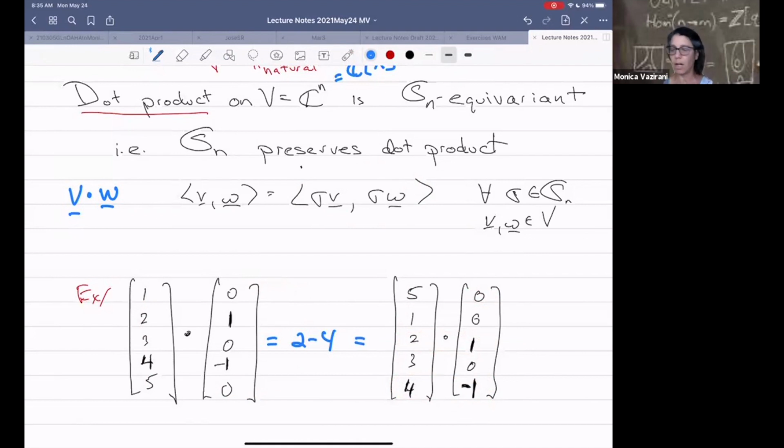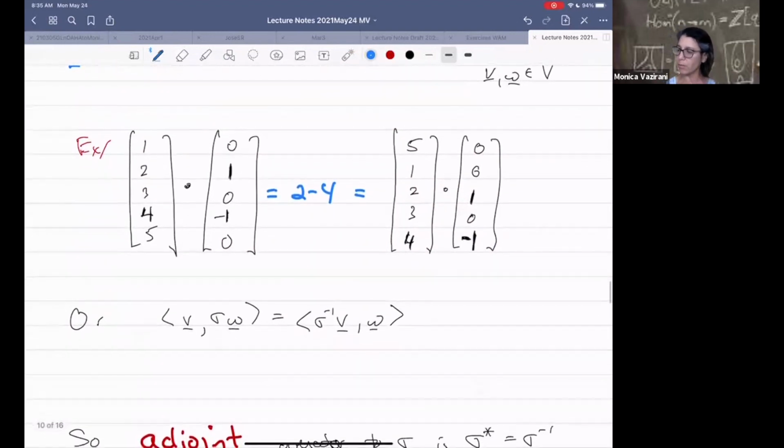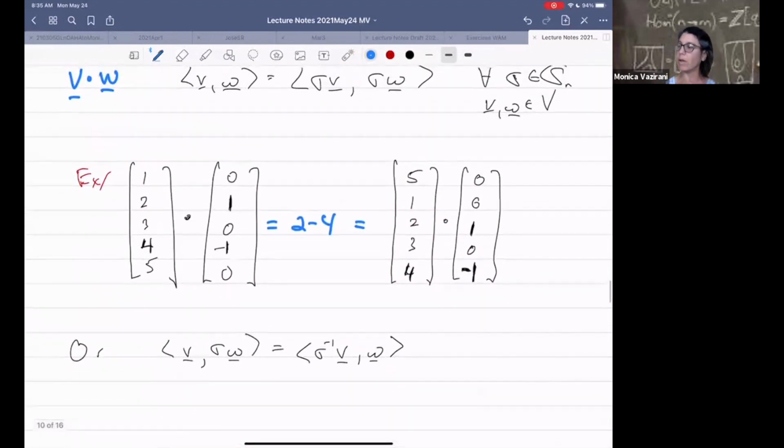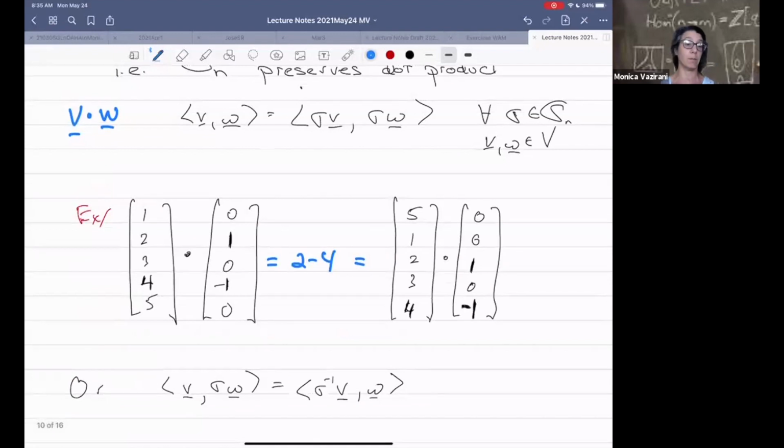All right, and so why make a big deal about preserving dot product? Oh, sorry, before I do that, well, okay, let me tell you, why do I make a big deal? It's going to let me find a complement. Okay.